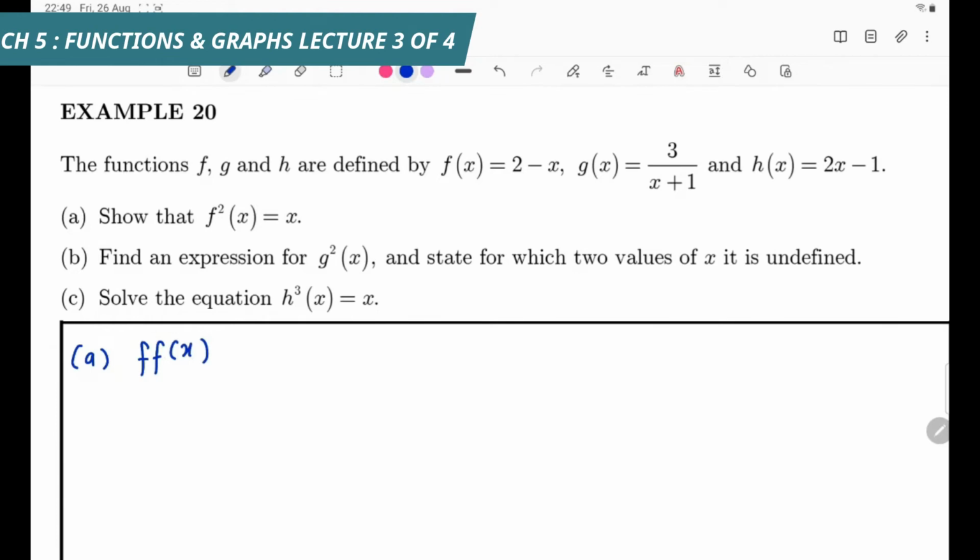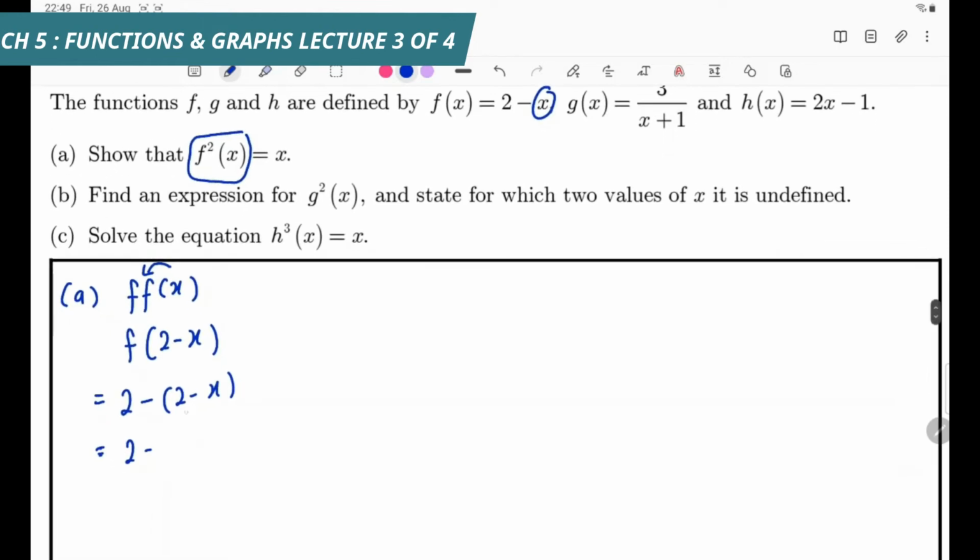So since we are going to show f(f(x)) equal to x, we need to substitute f into the f. Okay, I'm going to write down f(x) first, which is 2 minus x, and then substitute 2 minus x into the f, and we're going to end up with x, shown.